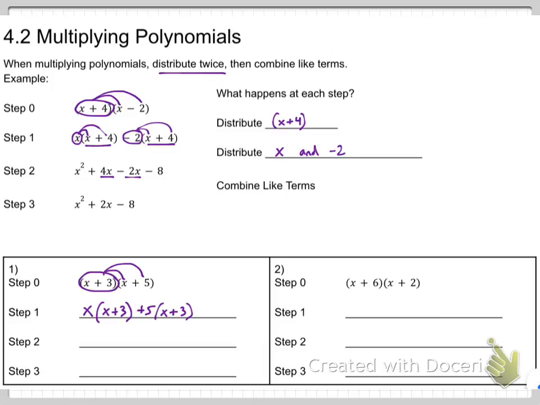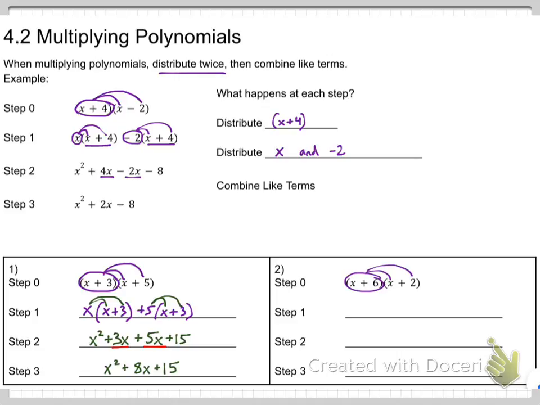Now our second step will be to distribute each of those out. But notice before I move on, the x plus 3 and the x plus 3, those are the same thing in parentheses. So I did this correctly. Now we distribute the x and distribute the 5. And lastly, combine like terms. 3 plus 5 is 8, so 3x plus 5x must be 8x. We're all done. Go ahead and try the next one on your own.